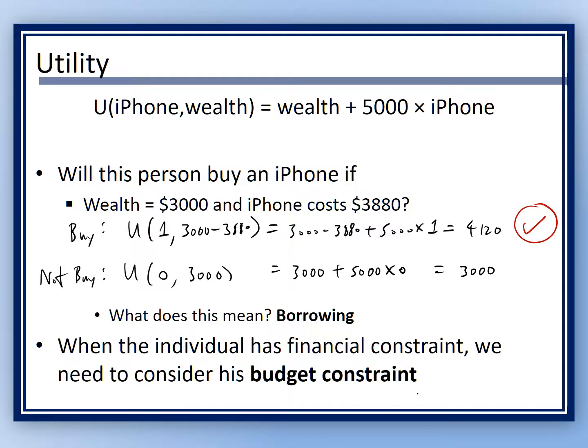Borrowing. But you'll see that in cases where you do think that people cannot borrow, then you would add in a budget constraint. That complicates the math, but it could be more realistic in some scenarios.